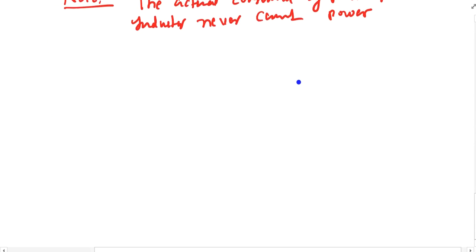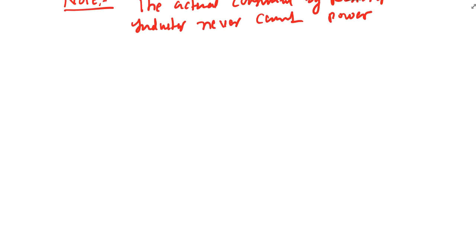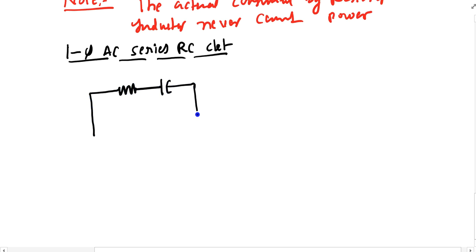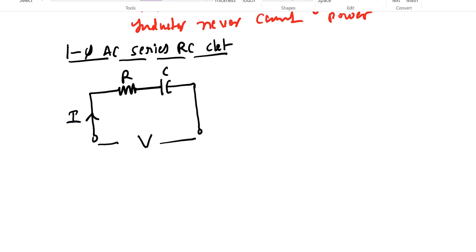Now we'll go for the second concept, that is the single phase AC series RC circuit. Now we will see the behavior of this circuit. Let us consider a resistance connected in series with a capacitor, an RC circuit. For this RC circuit, the AC voltage is provided, and this is the current flowing through this particular circuit.